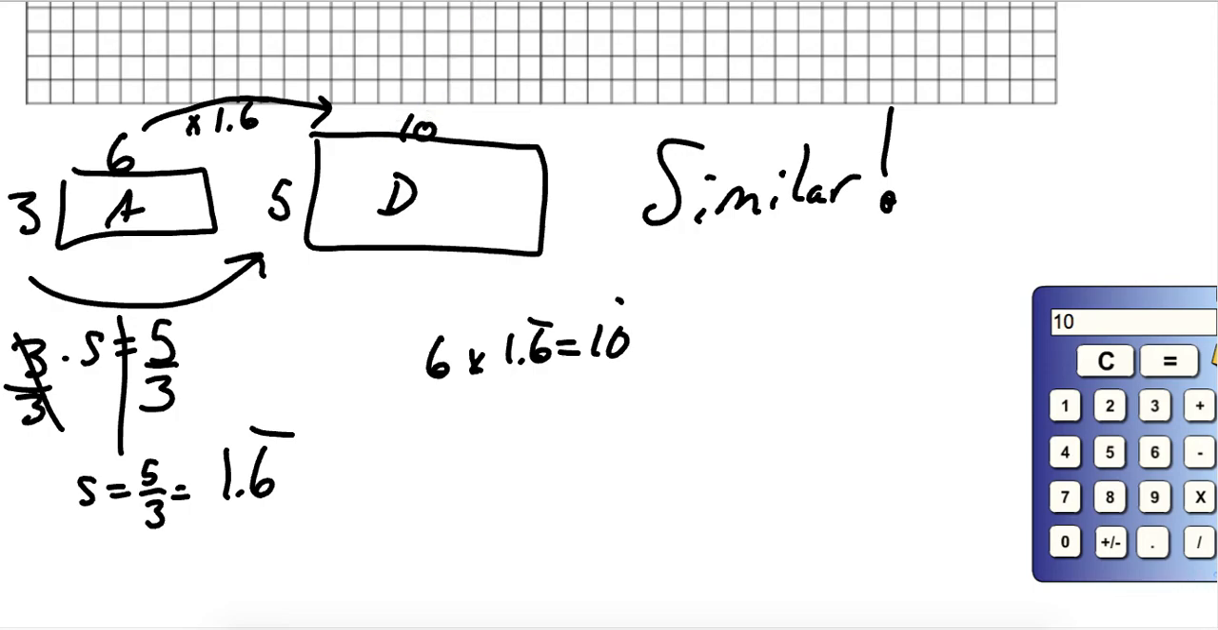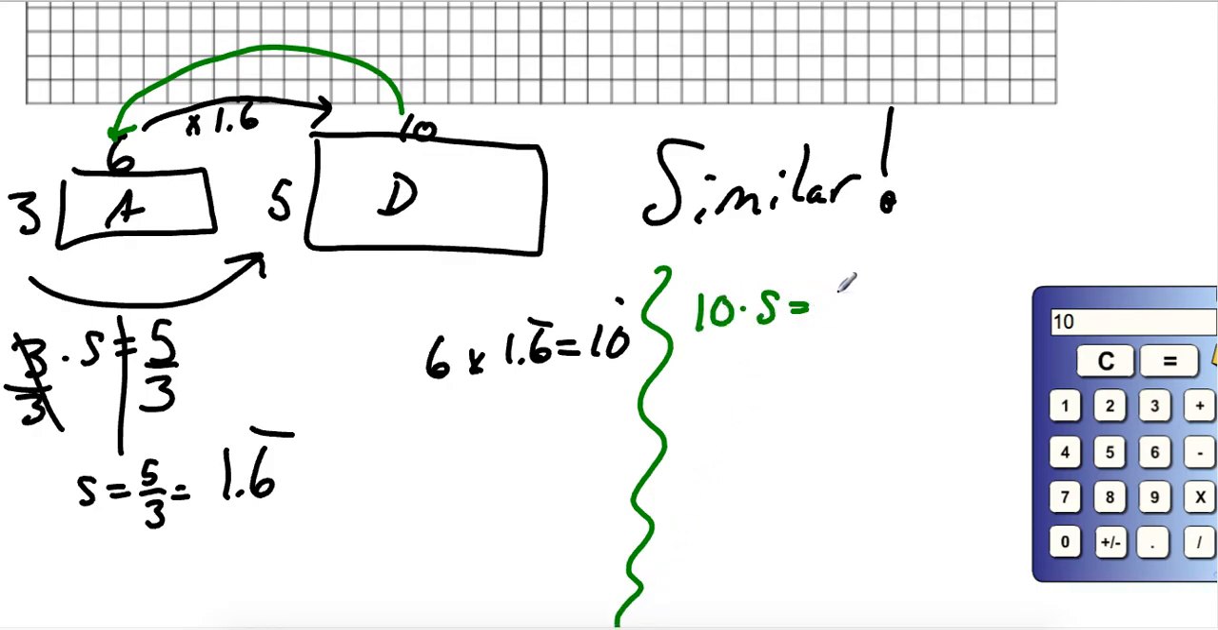Now, on your assignment, you will also need to find the scale factor going down. So what I'm going to do here is find what number I need to go from 10 to 6. I'll make a little bit of space for myself. I know that 10 times the number S is equal to 6. I divide on both sides by 10. S is equal to 6 over 10, or it's also equal to 0.6.